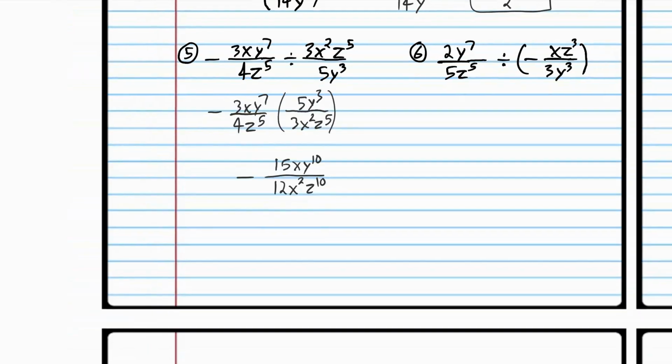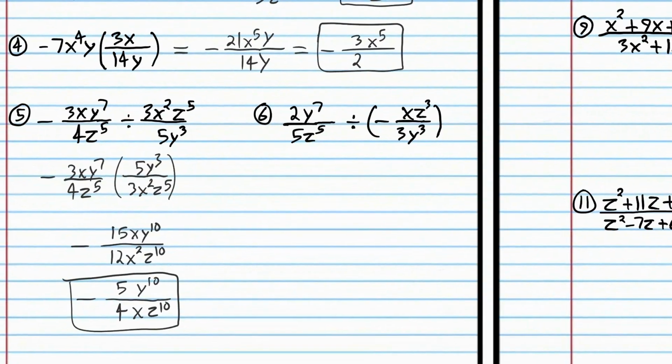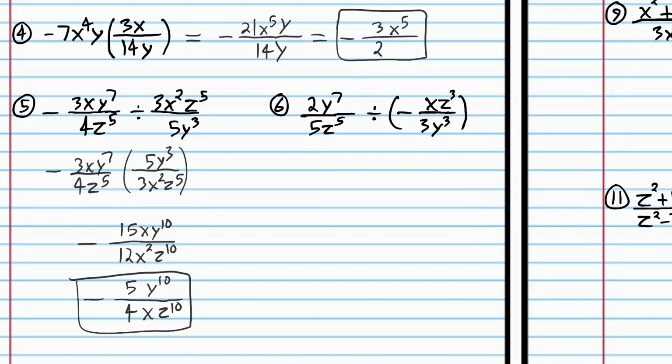Now we just have to reduce. Divide both sides by 3. And that's the final answer. All right, so why don't you try number 6, and when you come back, we'll do it together.